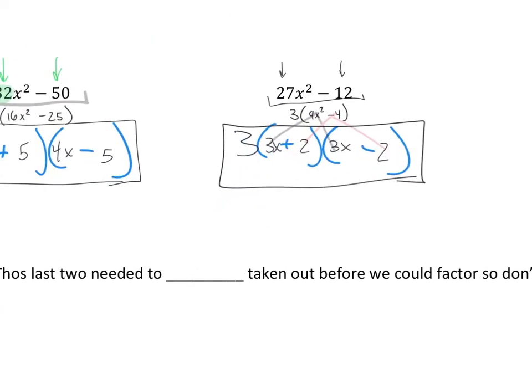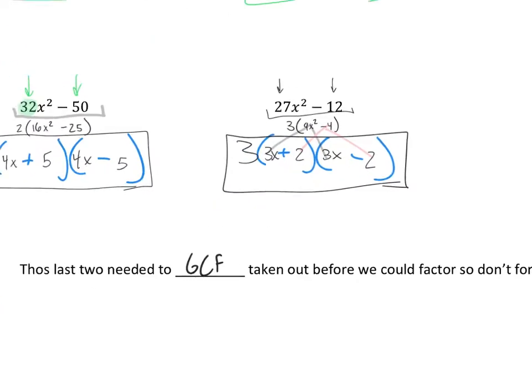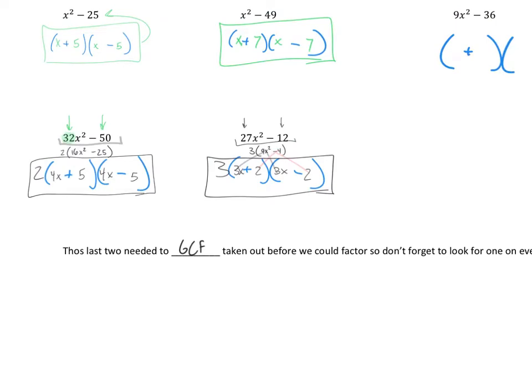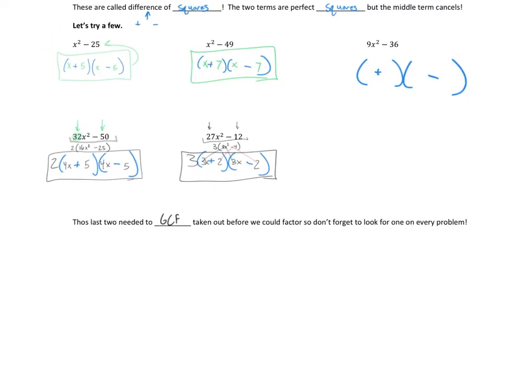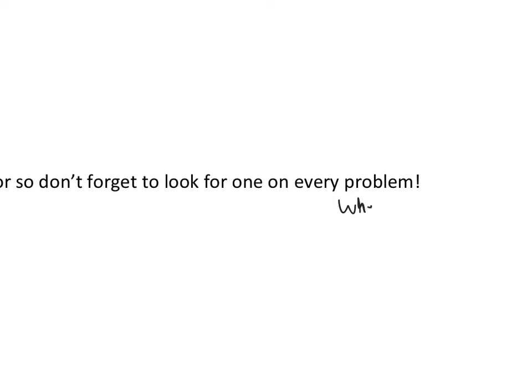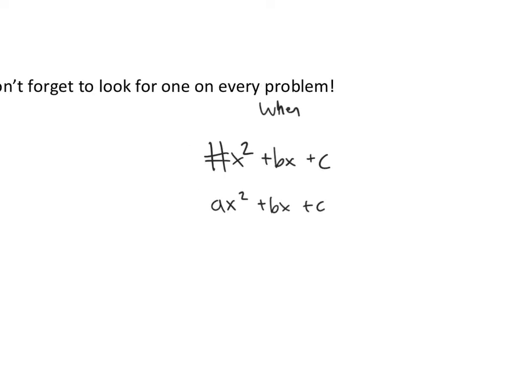Those last two needed to have a GCF taken out before we could factor. So don't forget to look for one on every problem when there's a number with your x squared. Right, and you'll see if you watch any of the other videos that these are in standard form called ax squared plus bx plus c. Whenever a is not 1, you need to check for a GCF.